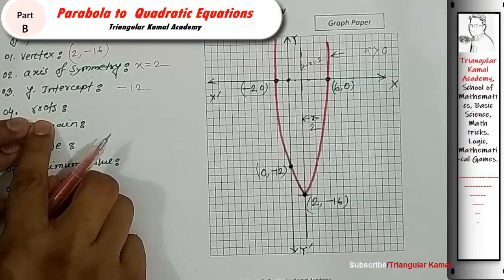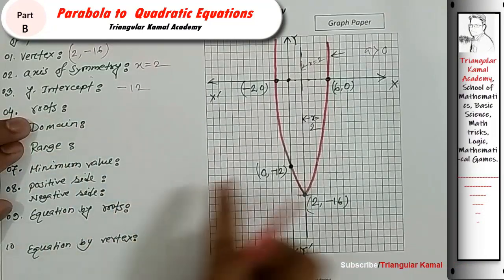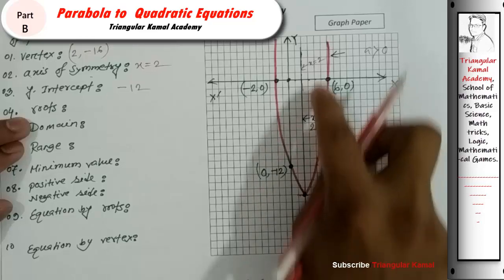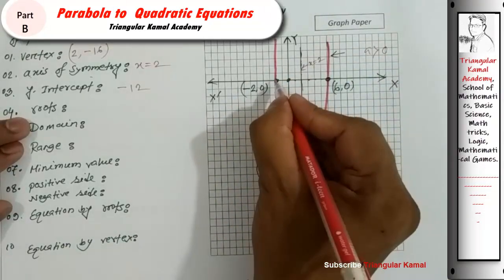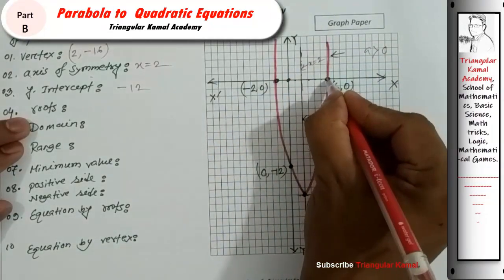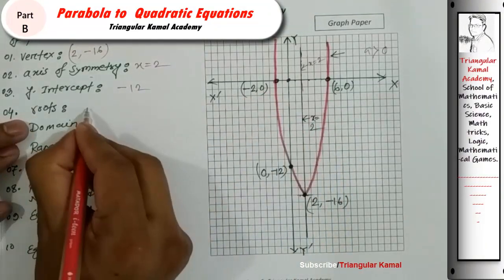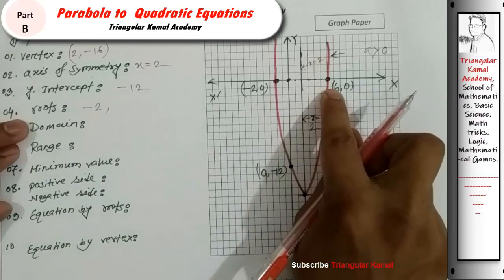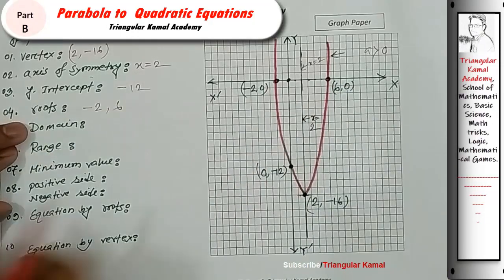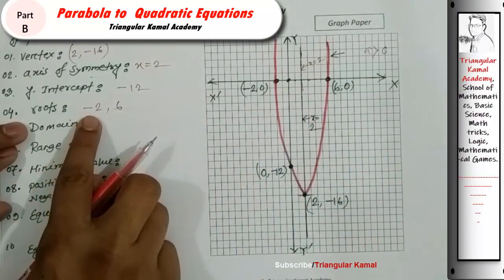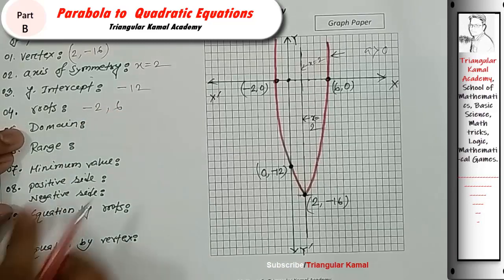And now the roots of the equation. The roots of the equation mean the points at which the parabola intersects the x-axis. This is one point and this is another point. So at this point the value of x is minus 2 and here the value of x is 6. So the roots of the quadratic equation are minus 2 and 6.